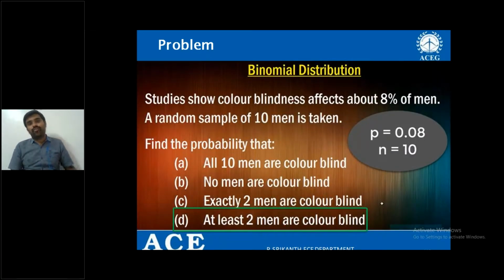So now let us move on to the fourth one. At least two men are with color blindness. So I should say at least two. Two members may be with color blindness, three members may be with color blindness, and so on. Therefore, I should add all the probabilities: P of x equal to 2 plus P of x equal to 3 plus P of x equal to 4 up to P of x equal to 10. Anyway, I've just drawn the graphical representation, so from the graph I can take all the probabilities and add them together.